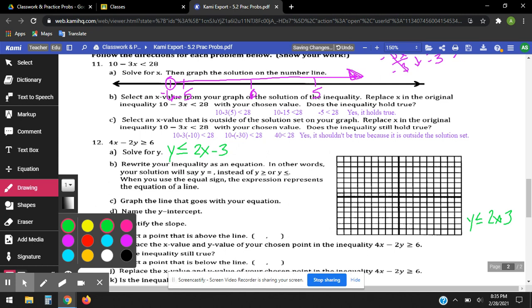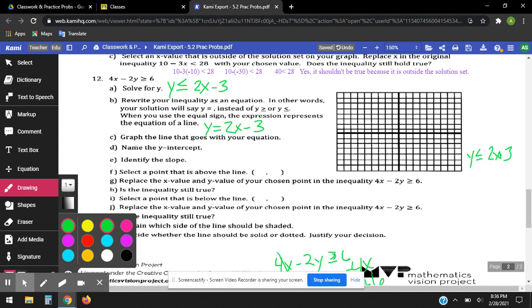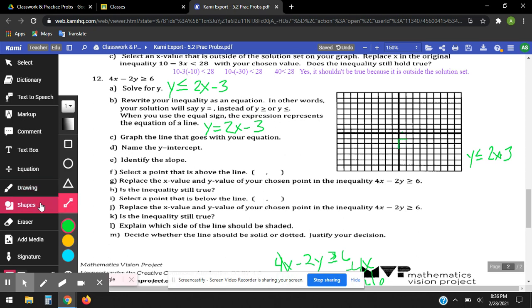Rewrite your inequality as an equation. So let's get rid of the inequality. Y equals 2x minus 3. And we need to graph the line that goes with the equation. So -3, 1, 2, 3. And then I want to go up 2 over 1, up 2 over 1.